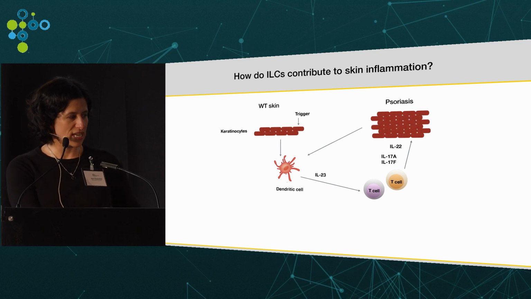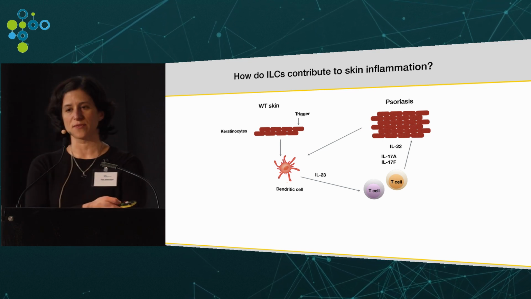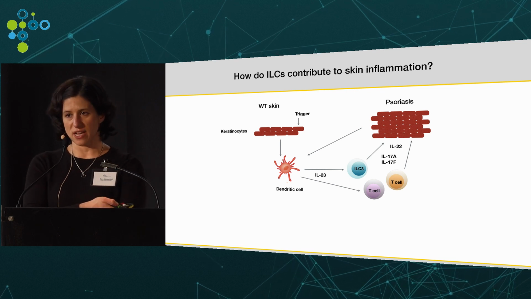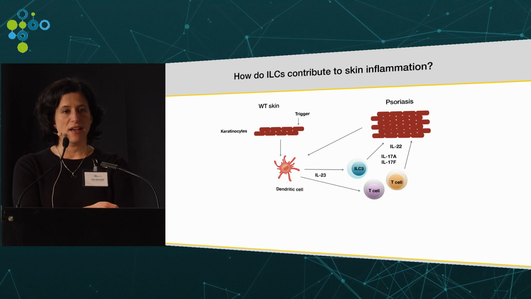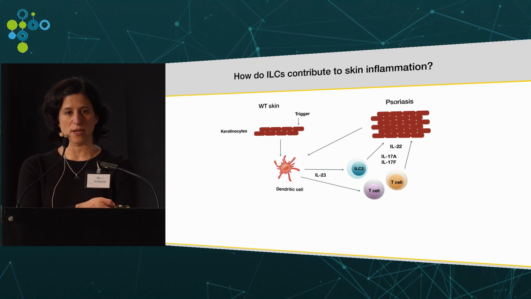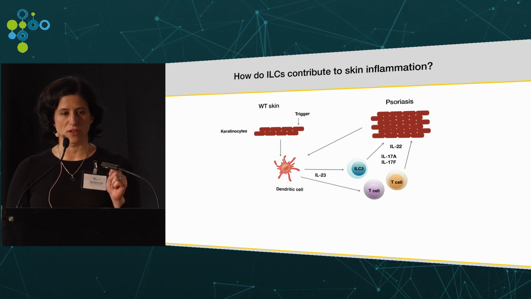So it turns out that ILCs also play a role in this. That was learned in the last few years. They are also responding to IL-23 signaling. They're also producing 17 and 22 in response to that, as far as we understand. And they were seen to be in lesions, like in human lesions, you see an increase of them.